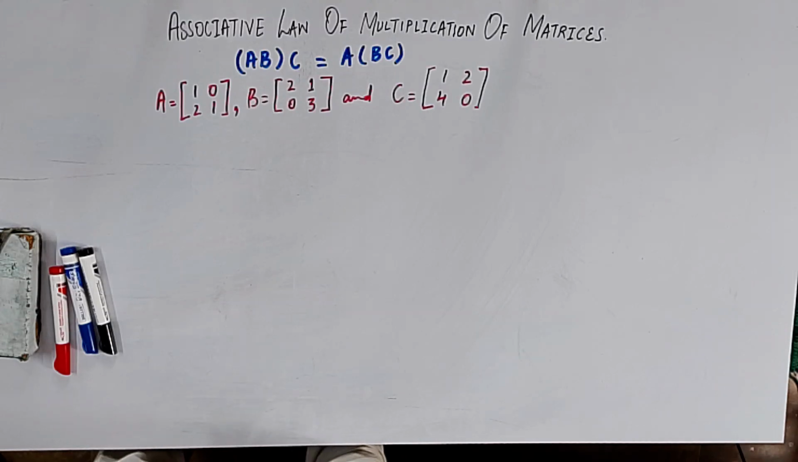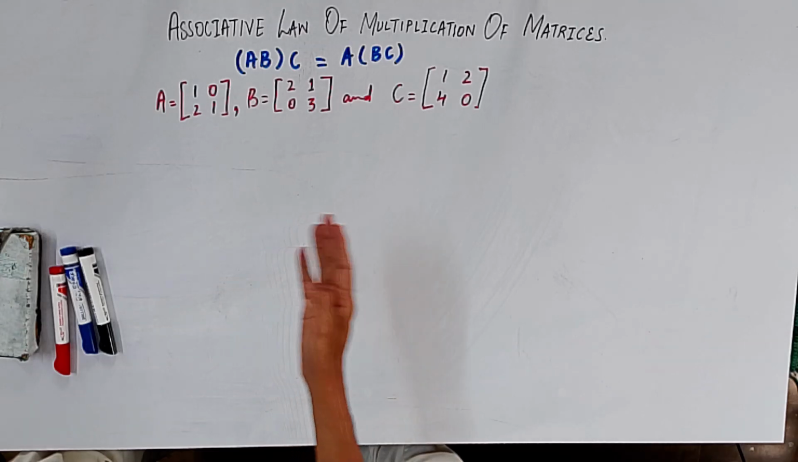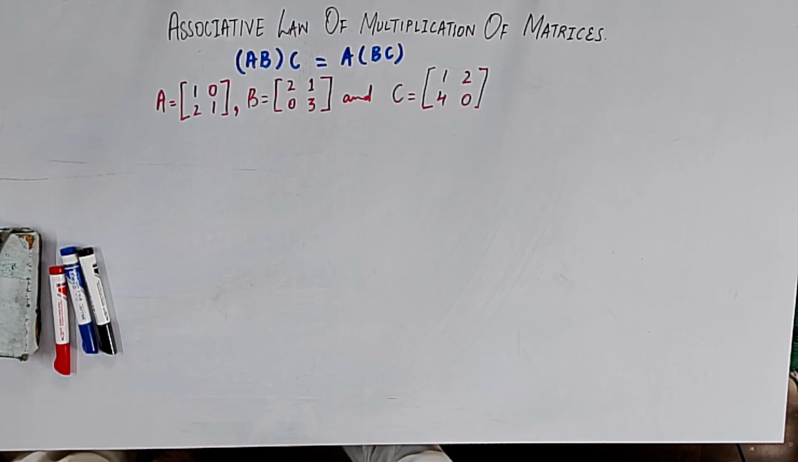Welcome to Macmo Academy. In this video, we will understand associative law of multiplication of matrices. So we already have done multiplication of matrices, and by doing this particular law, we will be able to understand how to multiply if there are three matrices together, and also we will cover this particular law which is applicable on multiplication of matrices.